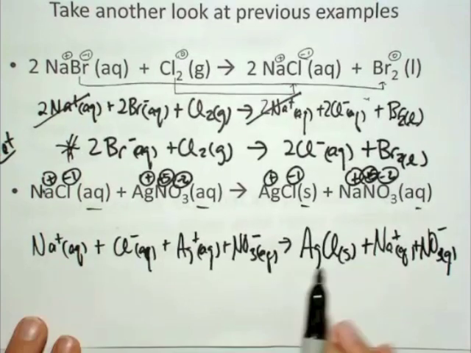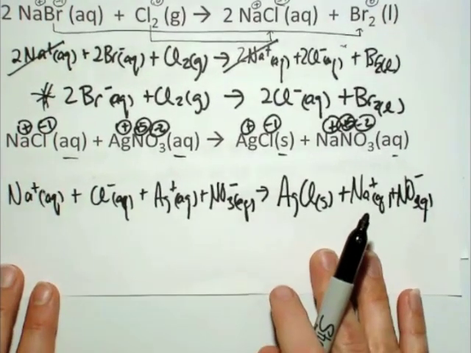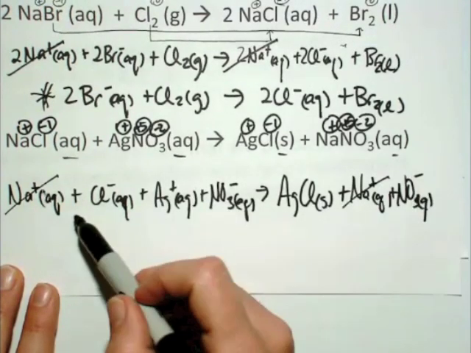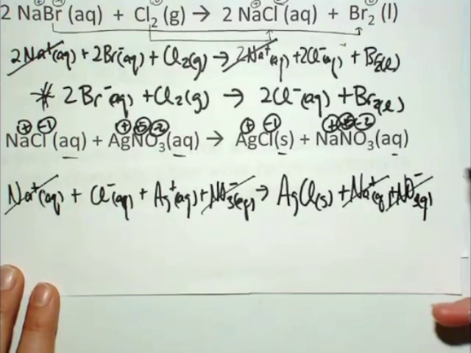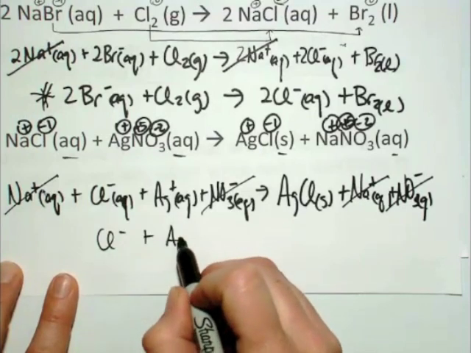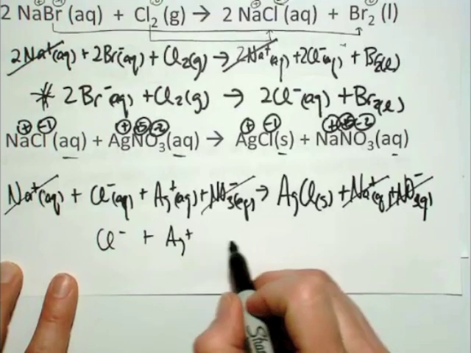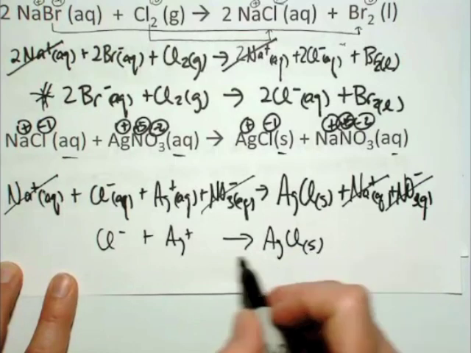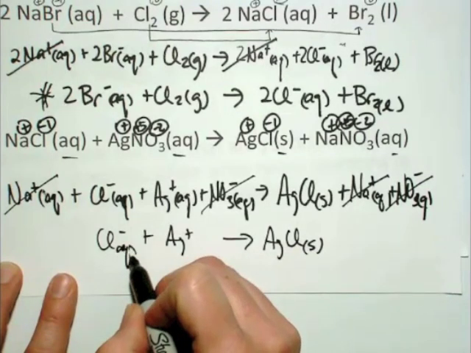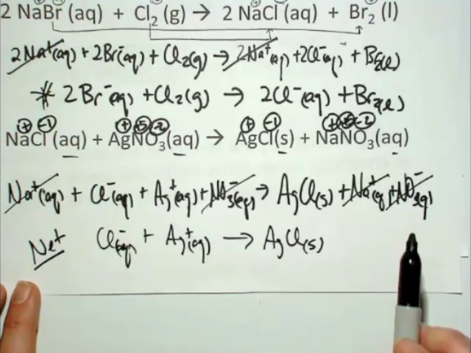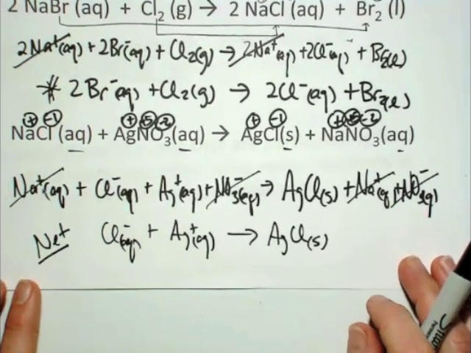Okay, and what you see here is what has not changed. Sodium is the same on both sides. Nitrate is the same on both sides. Those are all spectator ions. What has changed here is the silver and chloride ions come together to form silver chloride solid. All right, you got your ions floating around. This is called, again, the net ionic equation. This is what we call a precipitation reaction, but there's no transfer of electrons.